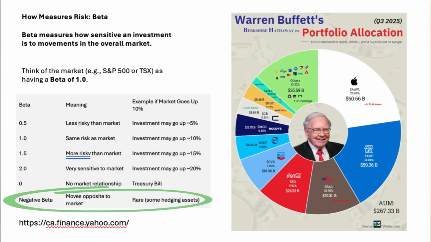The last point is negative beta, which moves opposite to the market. It's very rare. We'll not talk about that.